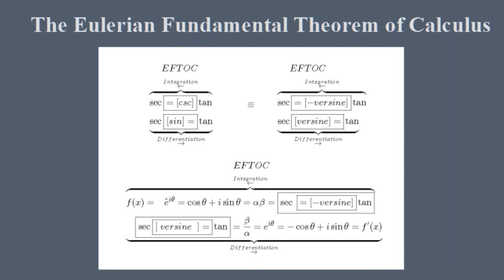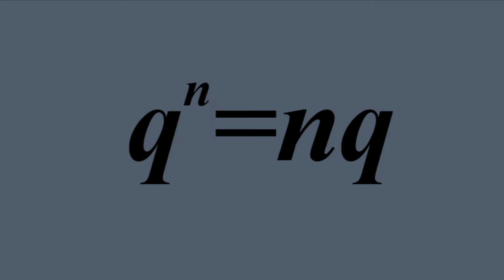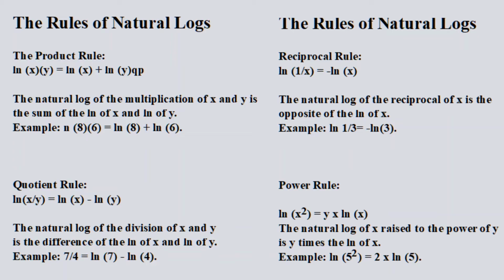This concludes our rigorous examination of Quick and QECian principles. In the previous video, we employed the law of exponents q to the n equals nq to solve the Biot conjecture. Let's explore this law in greater depth. There are 4 main rules of natural logs. They are as follows.